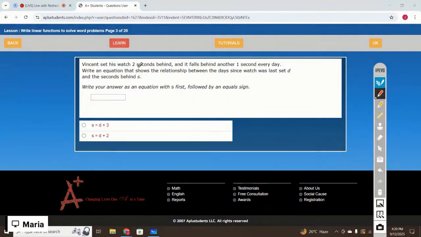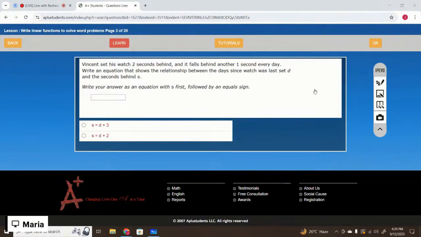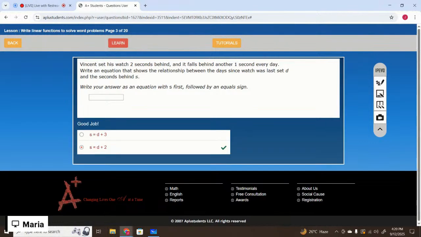So that is already 2 seconds behind, right? And it falls behind another 1 second every day. So that is S equals D plus 2. S equals D plus 2. Option number 2 is the correct option.